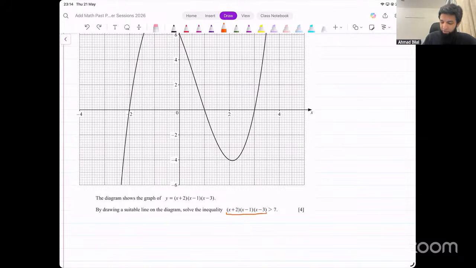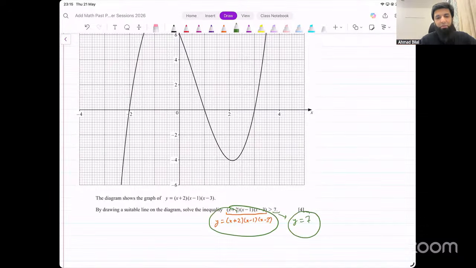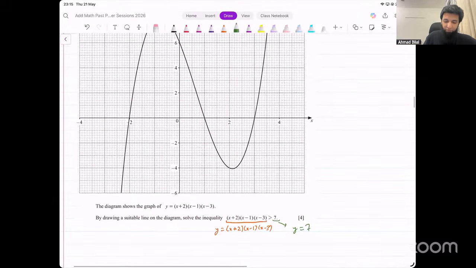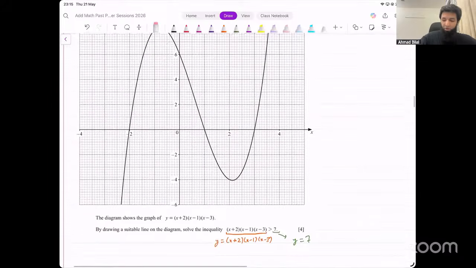Another way to think about this: you have one function on the left side, y equals x plus 2 into x minus 1 into x minus 3, and another function on the right side, y equal to 7. You are looking for the values of x where this cubic function is above this straight line. That will be the solution of this inequality. So what you can do is make this line on the diagram, y equals 7. They have mentioned that you have to draw that line, so you will not get full marks unless you draw that line. So you should do that.